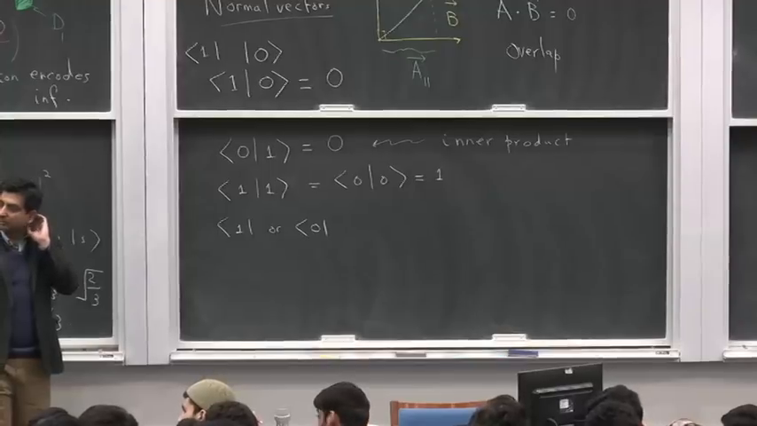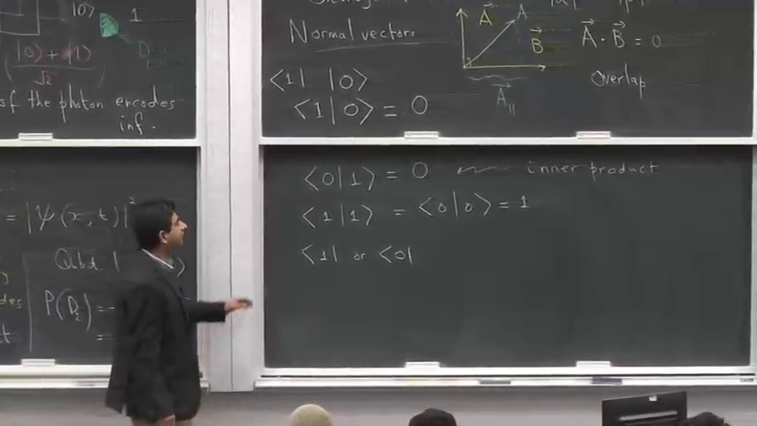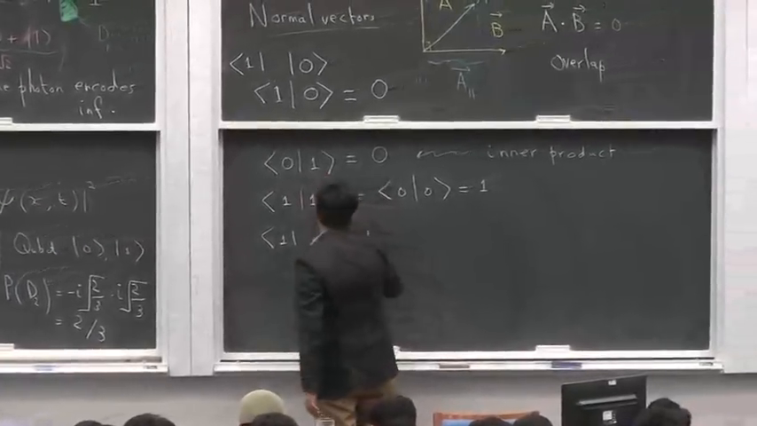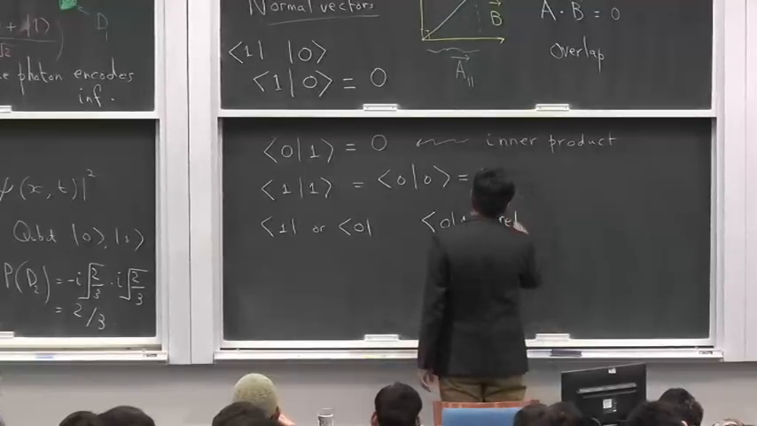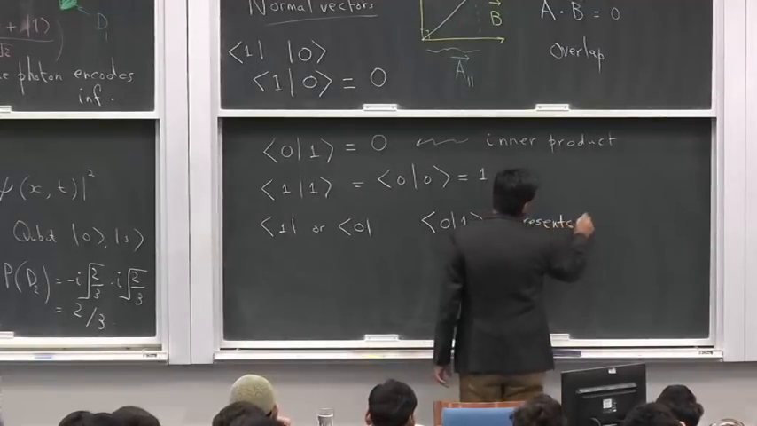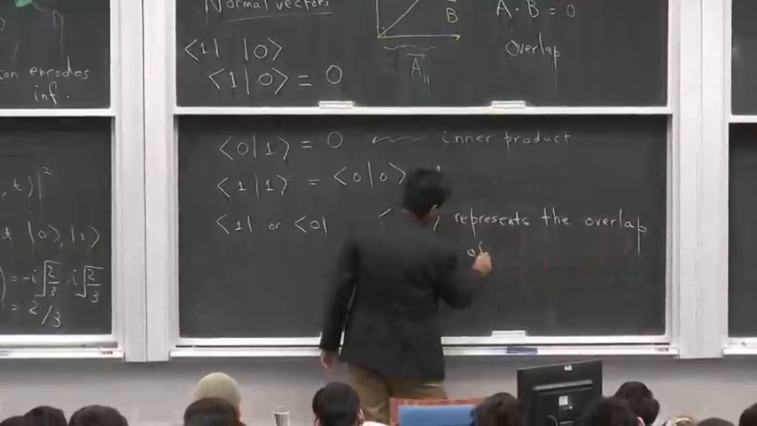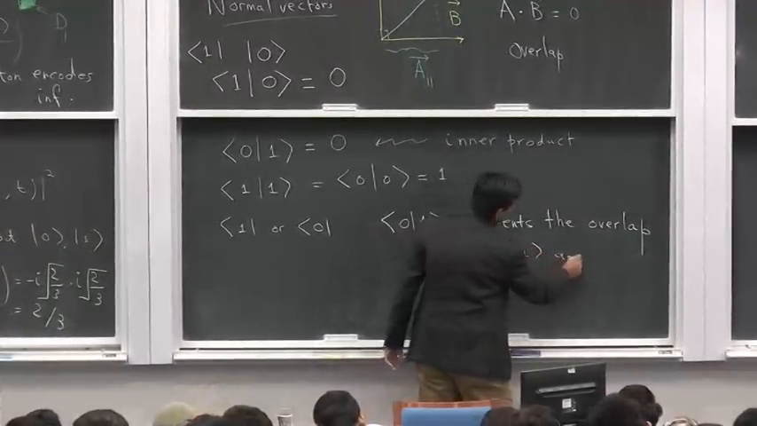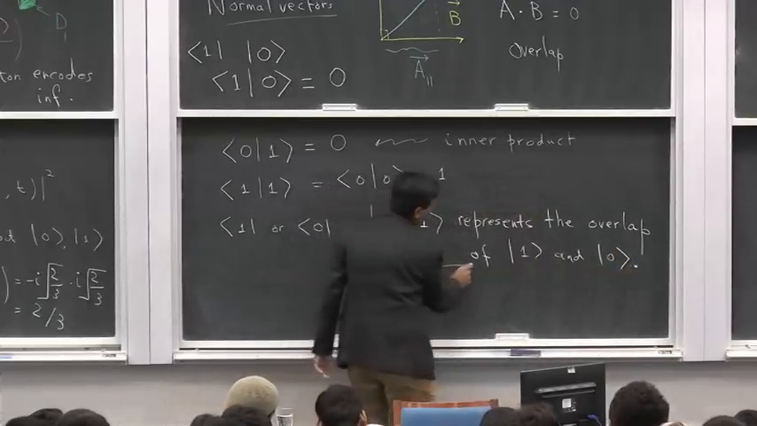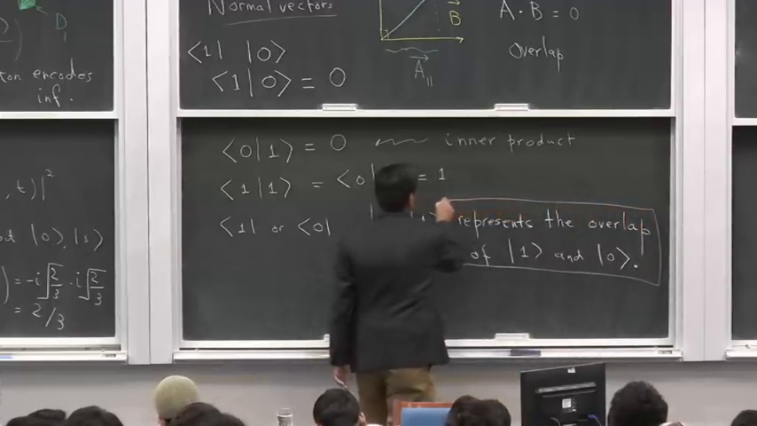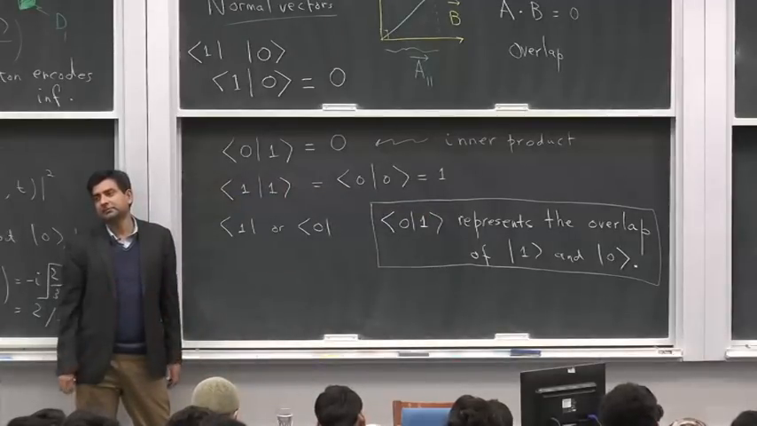This means that this symbol represents the overlap of ket 1 and ket 0. Okay? So it represents the overlap of two kets.